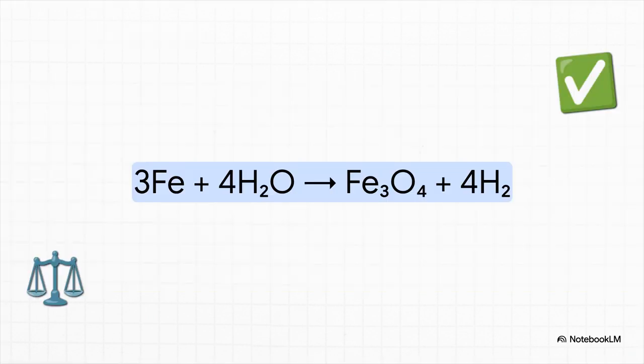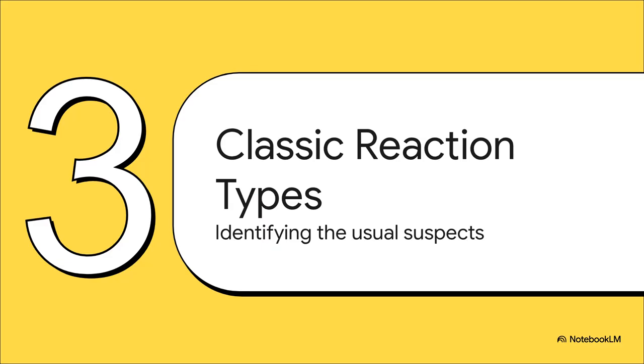And there it is, our finished report, the perfectly balanced equation. Now, if you go and count all the atoms, you'll see there's the exact same number of iron, hydrogen, and oxygen atoms on both sides of that arrow. The books are balanced. This is the true story of what happened. Awesome. Now that we can read and write the language of chemistry, let's check out some of the most common plots. These are 4 classic types of reactions you're going to see again and again.